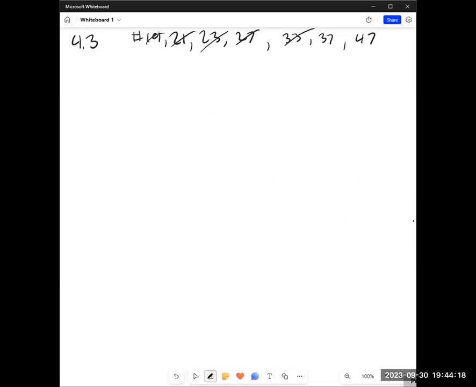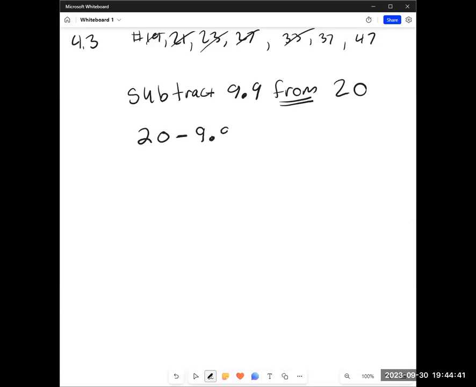I'm going to work one like number 37. We're going to subtract 9 and 9/10 from, watch out for this word from in a word problem, from 20. So we have to start off with 20, and we subtract 9 and 9/10 from 20. So let's write that down. 20 and 0/10 minus 9 and 9/10.